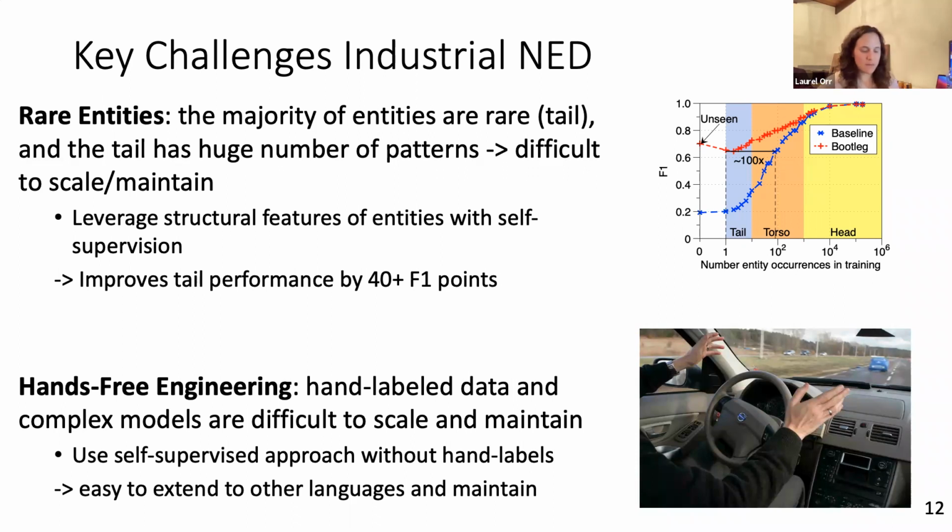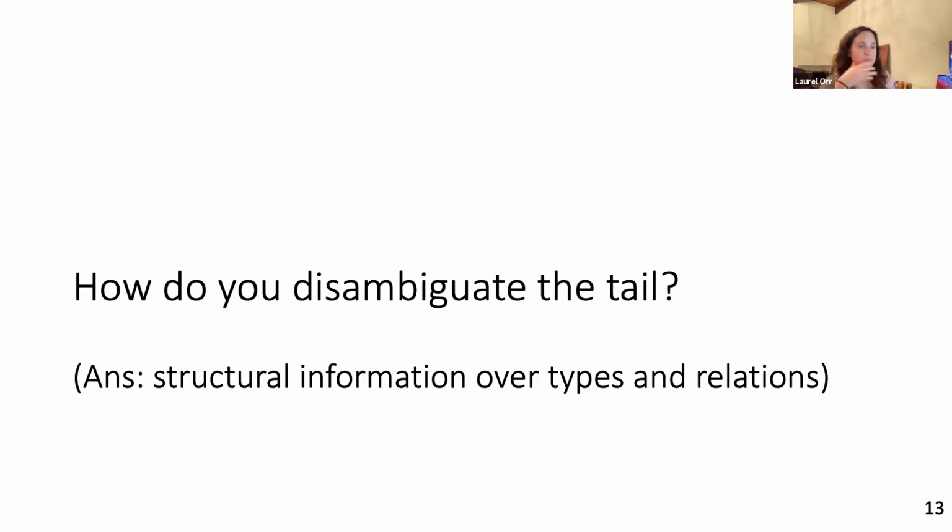So, to answer the first question of how you disambiguate over the tail, I'm going to show you that what really matters here is the incorporation of structured information, in particular information over types and relationships.